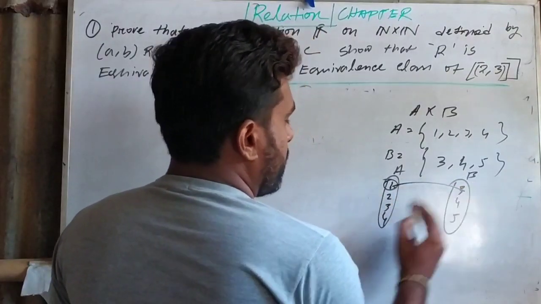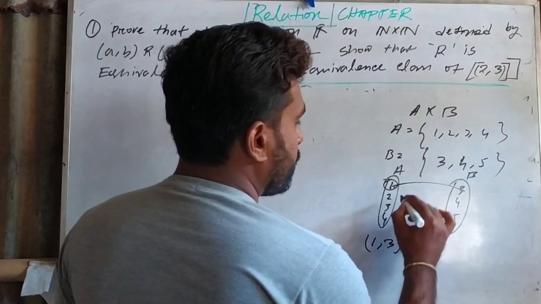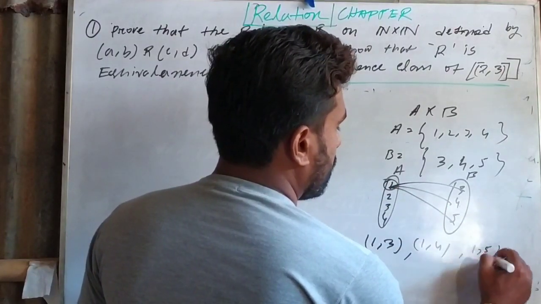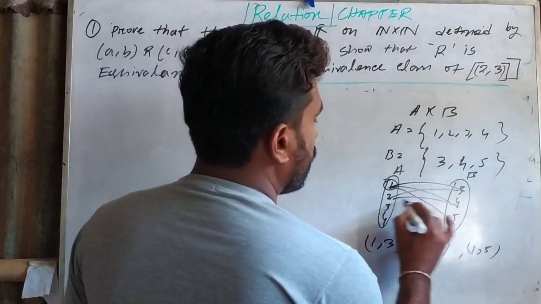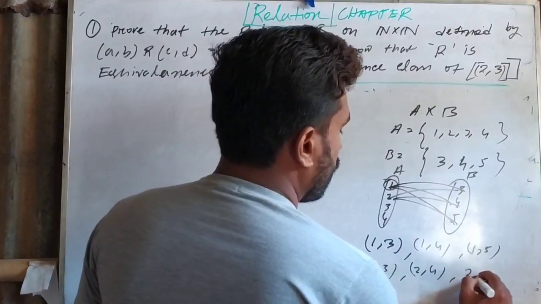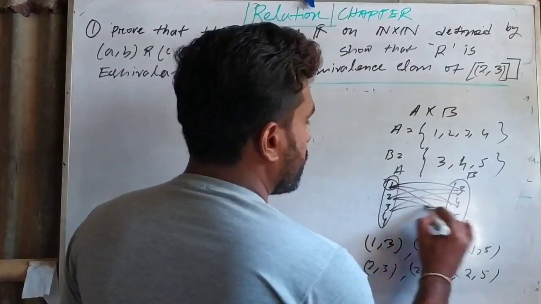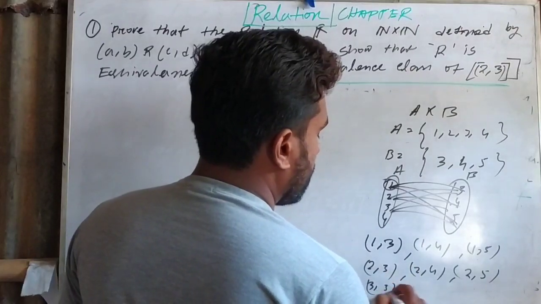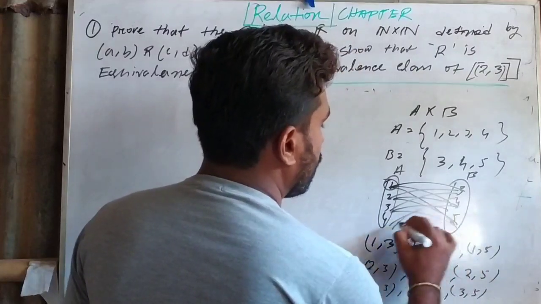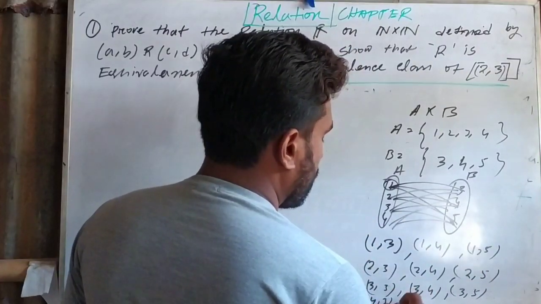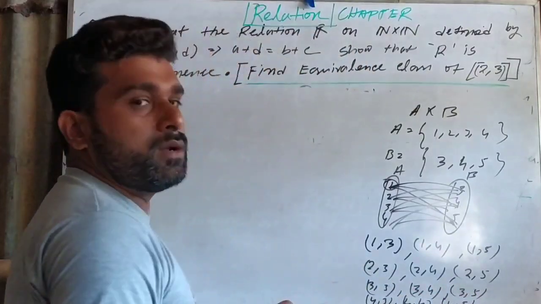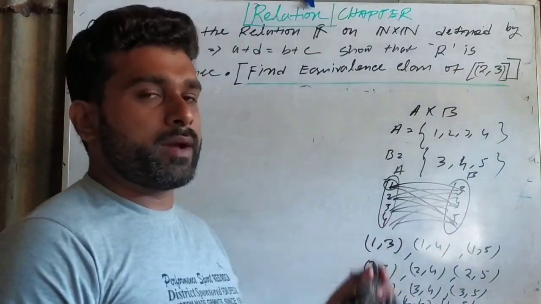So the first ordered pair is what? (1,3), (1,4), (1,5). Then (2,3), (2,4), (2,5). And then (3,3), (3,4), (3,5). Then (4,3), (4,4), (4,5). So these are the collection of all the ordered pairs of A cross B.